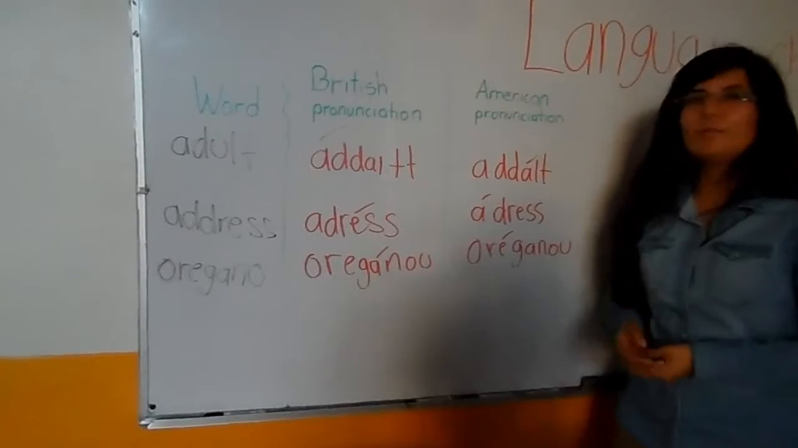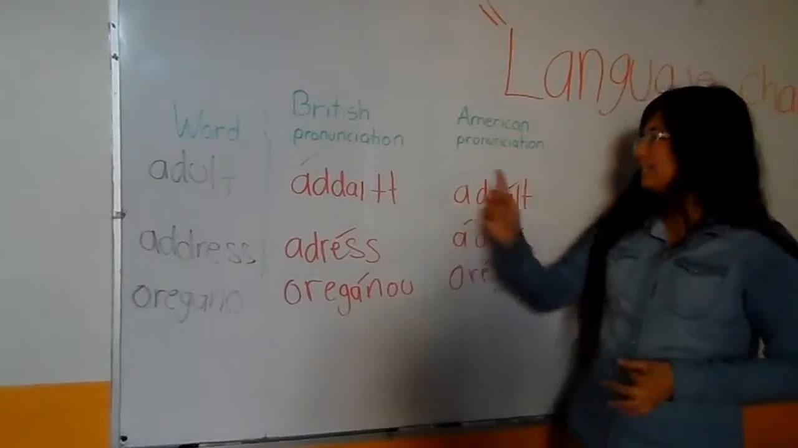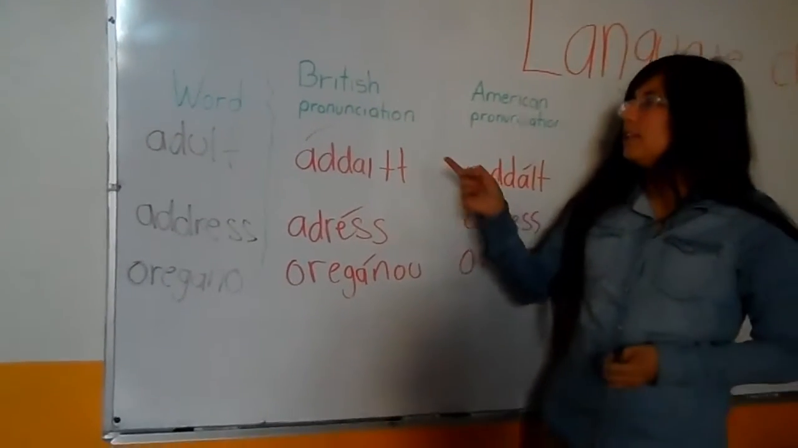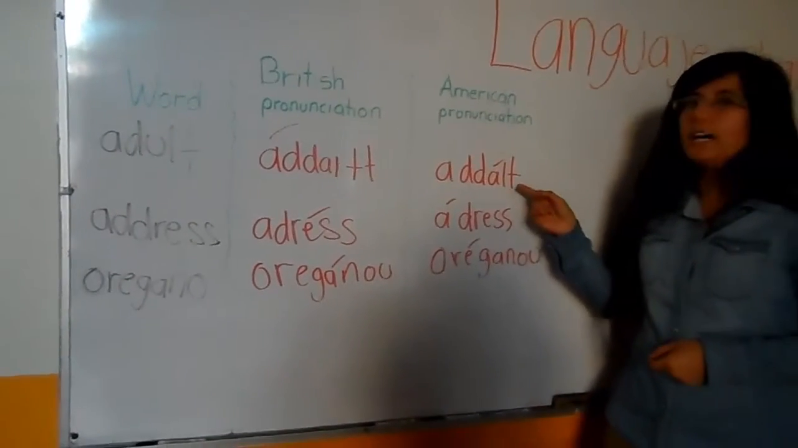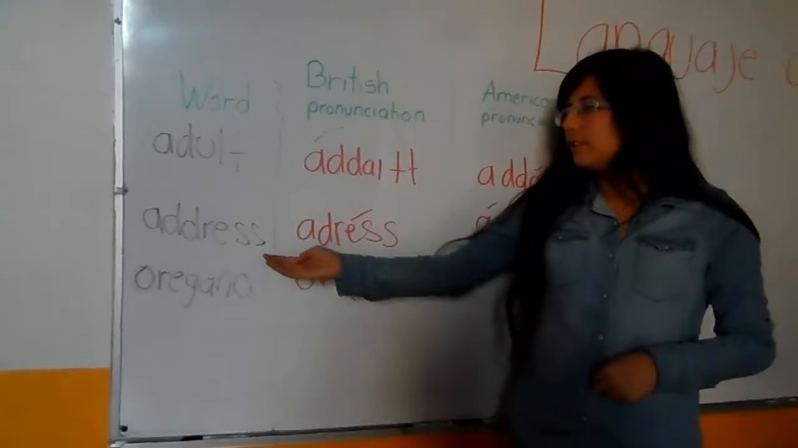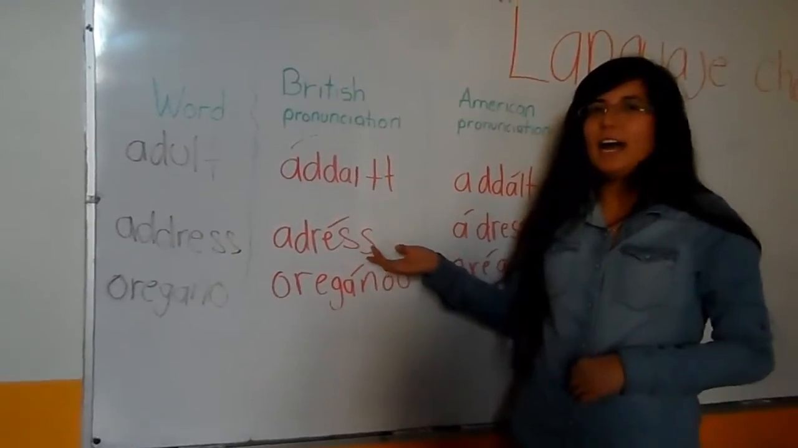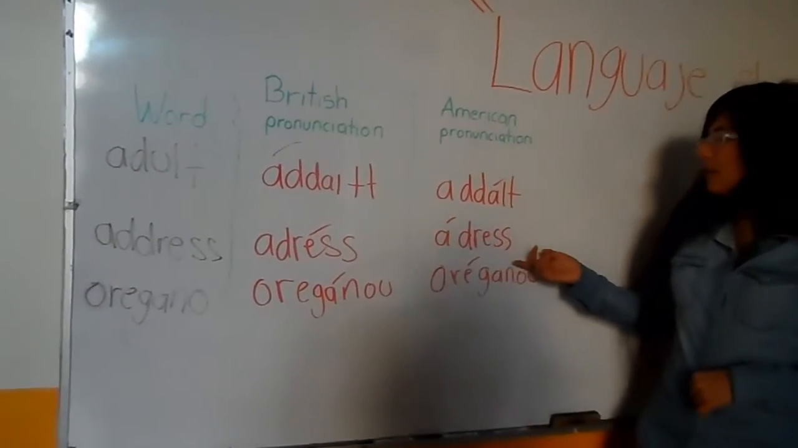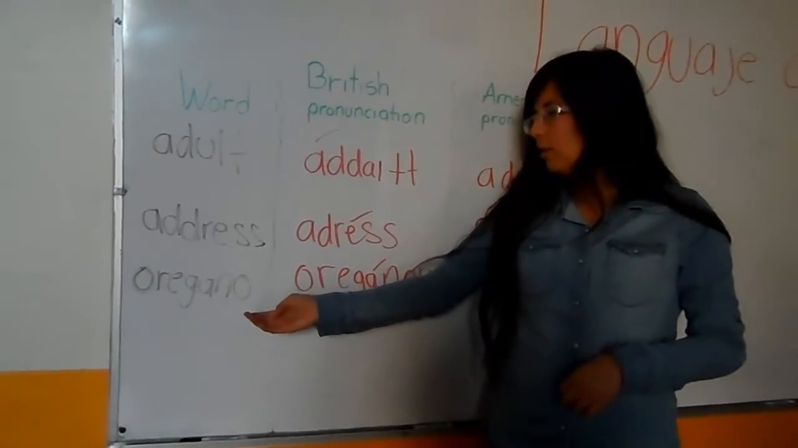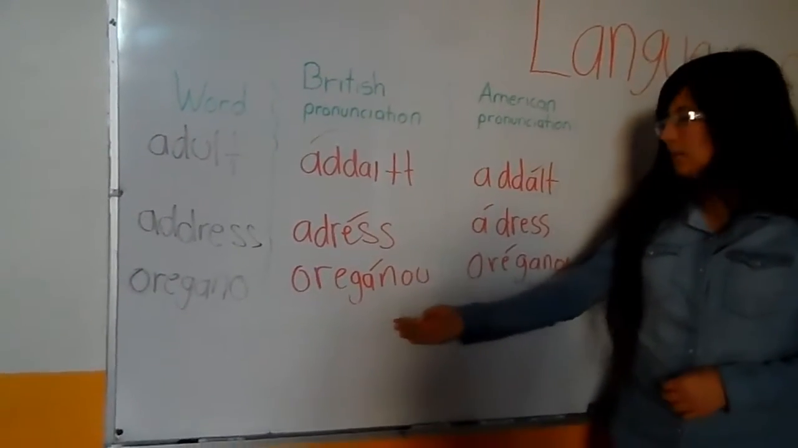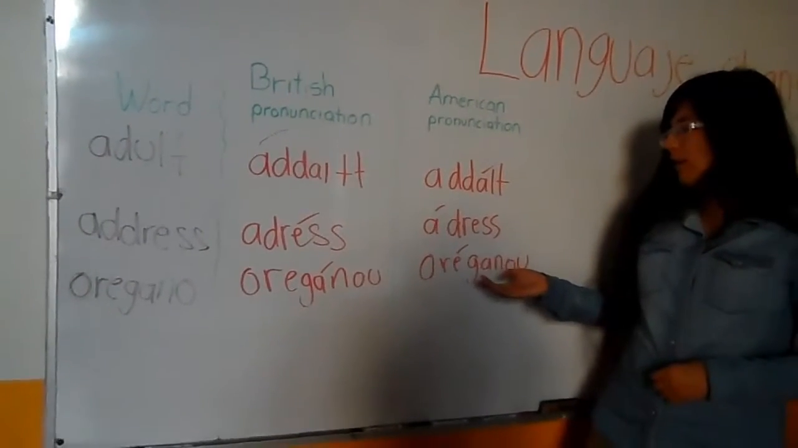And our last example of words is adult. In this case, they have the accent in a different way. The British pronunciation is adult, and the American pronunciation is adult. The second word is address. The British pronunciation is address, and the American pronunciation is address. And the last word is oregano. The British pronunciation is oregano, and the American pronunciation is oregano.